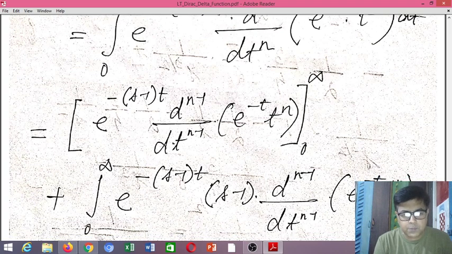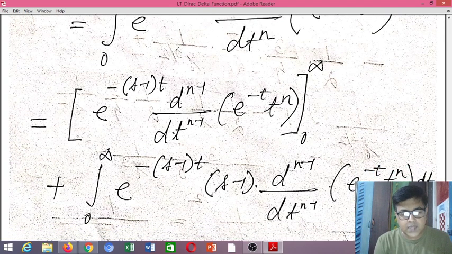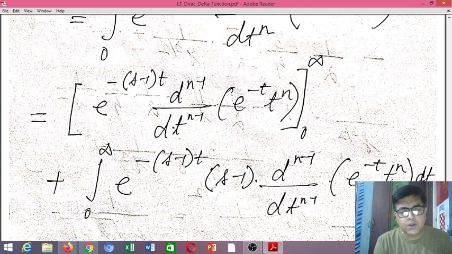Now coming to the other part of the integration by parts, plus integral of d/dt of e to the power minus (s minus 1) t, which is e to the power minus (s minus 1) t into (s minus 1). That minus and minus will make it plus, that's why we have plus outside the integral. And the integral of the nth derivative of e to the power minus t into t to the power n is the (n minus 1)th derivative of e to the power minus t into t to the power n.